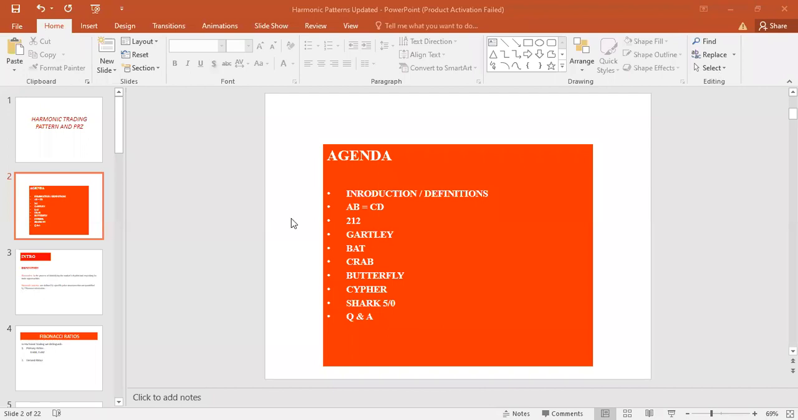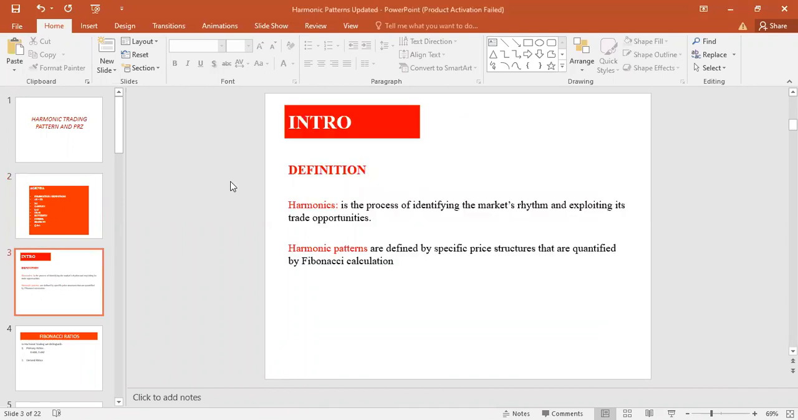We're talking about the Gartley. We'll be talking about the BAT in a couple of minutes. I beg you not to be distracted. It will set a very good foundation for us.